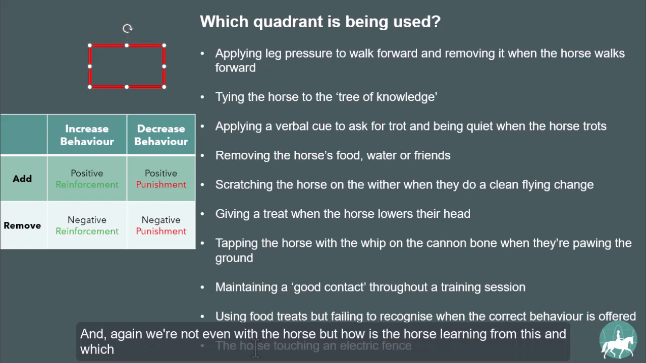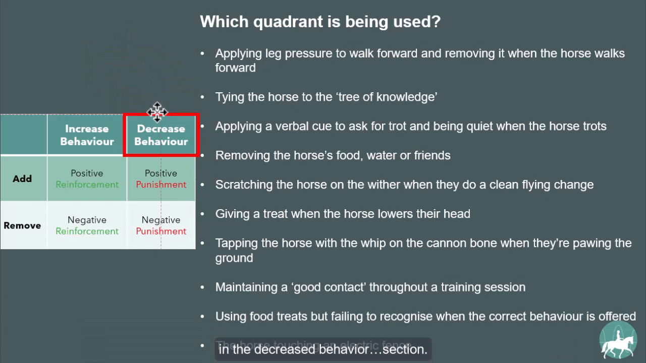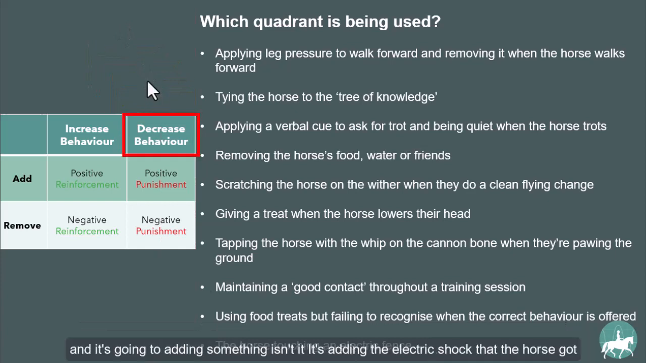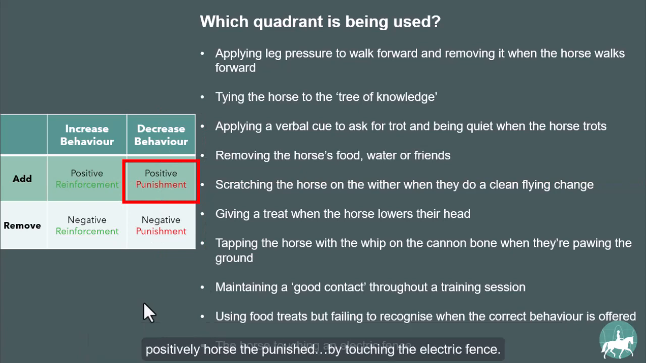And again, we're not even with the horse, but what's the horse learning from this, and which quadrant is being used when the horse touches an electric fence? So we're definitely going to be in the decreased behavior section. And it's going to be adding something, isn't it? It's adding the electric shock that the horse got from the fence. So that's positive punishment. The horse is positively punished by touching the electric fence.